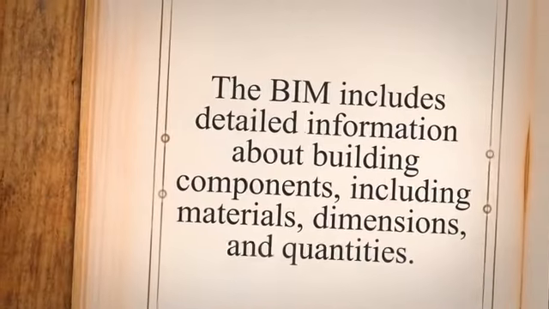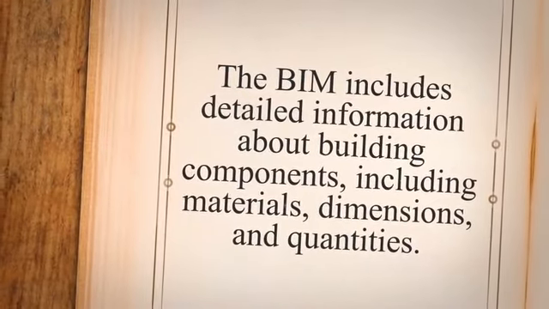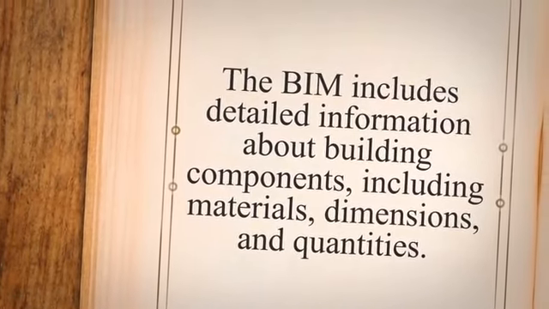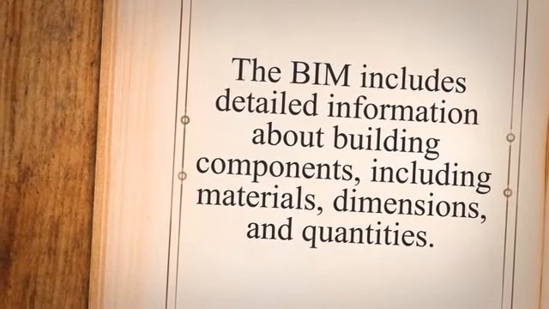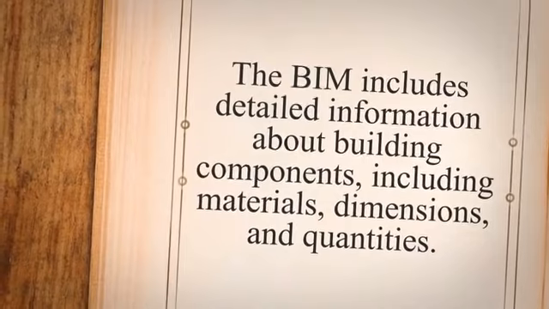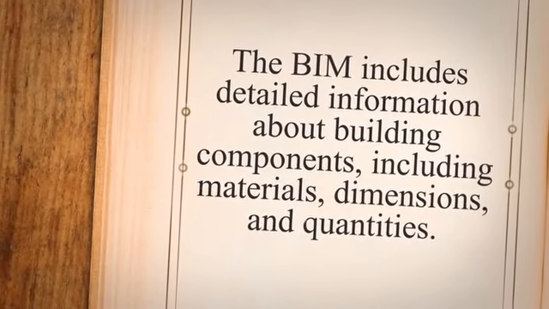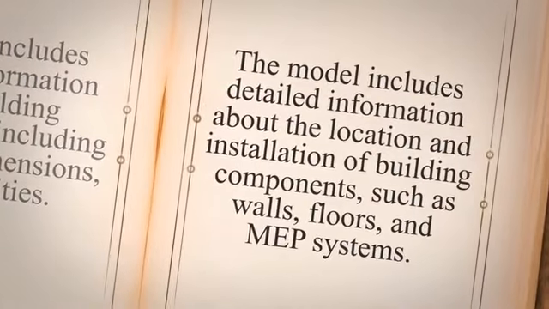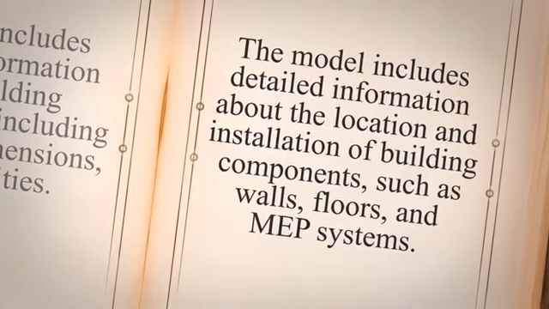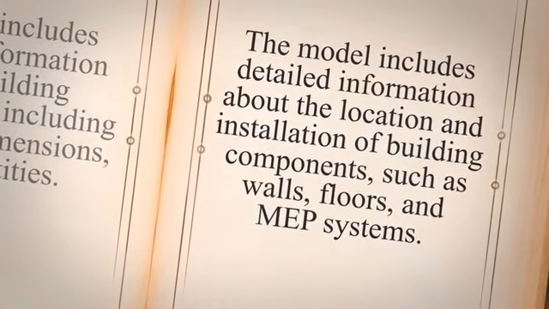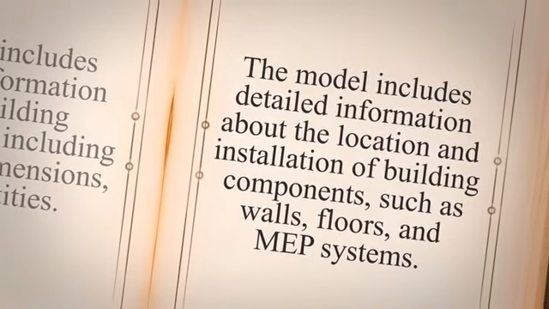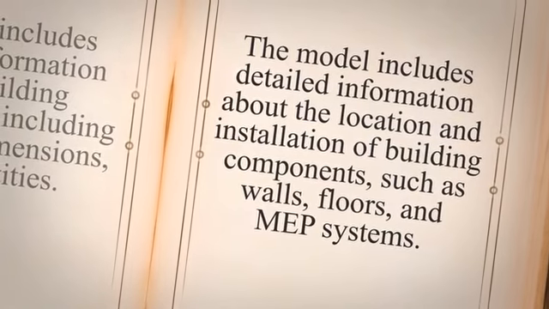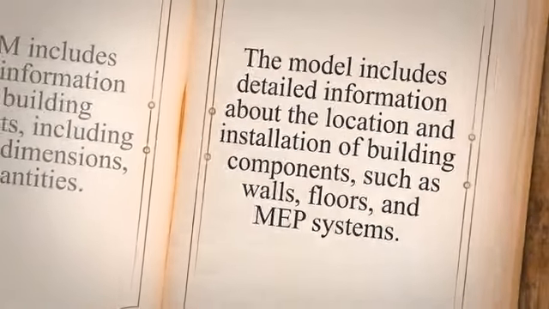LOD 300, detailed design. This level is used during the design development phase when the project is becoming more defined. The BIM includes detailed information about building components, including materials, dimensions, and quantities. This level is typically used to generate construction documentation. LOD 400, construction. At this level, the BIM is used during the construction phase to plan and coordinate construction activities. The model includes detailed information about the location and installation of building components, such as walls, floors, and MEP systems.